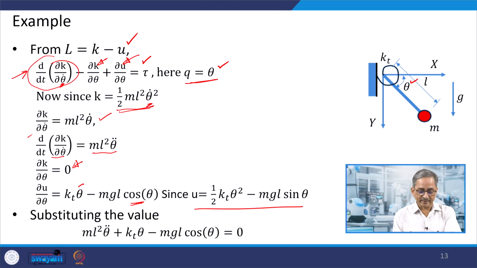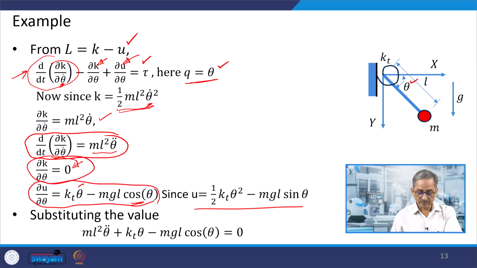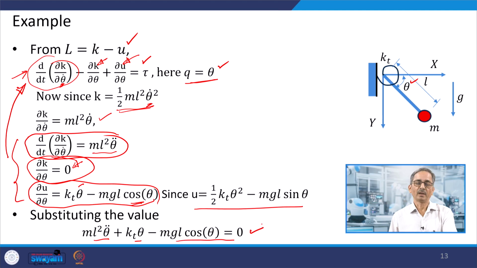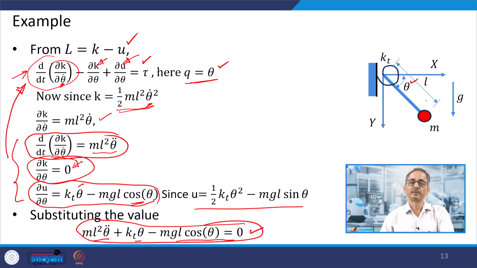So, now I can substitute. This is one term, okay. This is another term, and this is my third term. Okay. So, if I substitute all these three terms in my Lagrange equation, this is what I am going to get: ml square theta double dot plus kT theta minus mgl cos theta is equal to 0. And this equation is the equation of motion of this single degree of freedom manipulator.